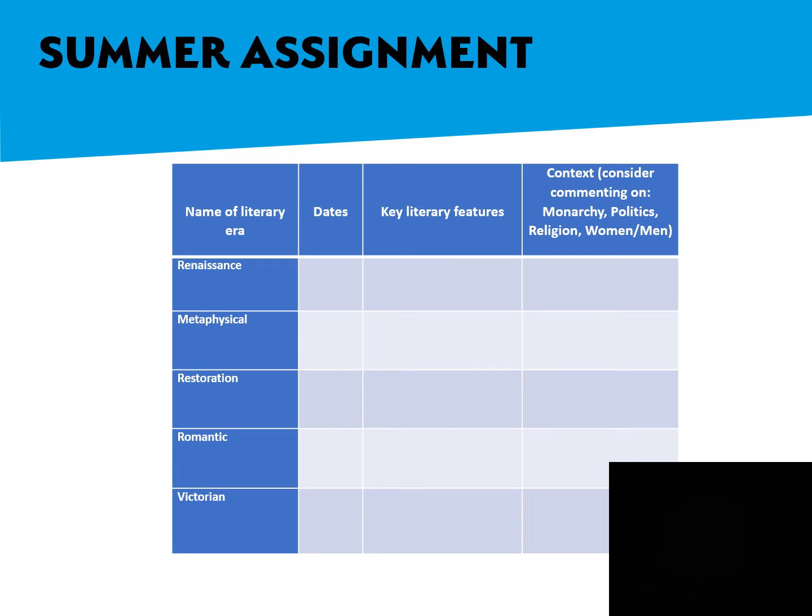We would like you to do some research into a number of literary eras, trying to find out dates that are significant in that time, maybe some key literary features, and also referencing context, such as politics, religion, and the role of men and women in particular eras.